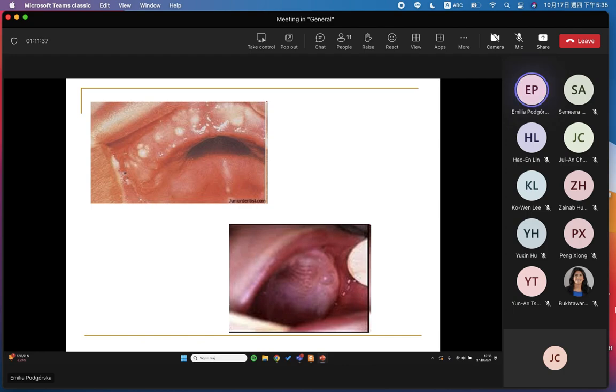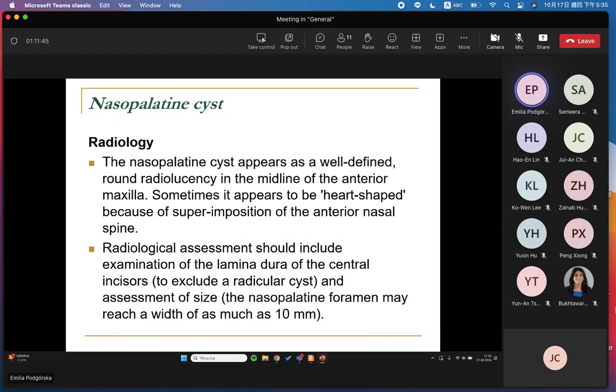And in the upper picture, gingival cyst of infants, also called Bohn's disease. Nasopalatine cyst. The nasopalatine cyst appears as a well-defined round radiolucency in the midline of the anterior maxilla. Sometimes it appears to be heart-shaped because of superimposition of the anterior nasal spine.